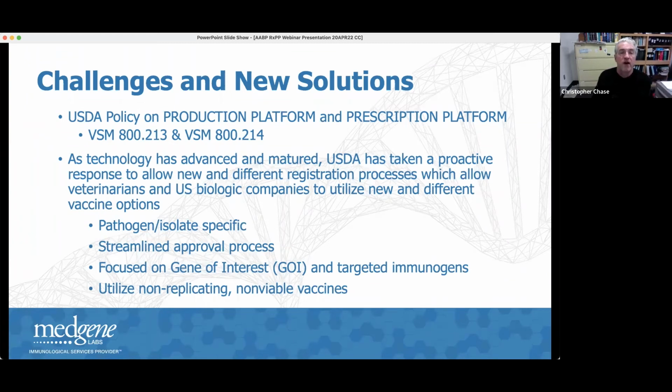So again, we've already talked about a number of these advantages, but again, making them pathogen and isolate specific. Where there's a lot of diversity, or there isn't a vaccine for that pathogen, because you've already got a fully licensed vaccine, it's the platform. It streamlines the approval process, and it's focused on just that gene of interest. And again, we're using non-replicating, non-viable vaccines in terms of the ultimate response that we're after.